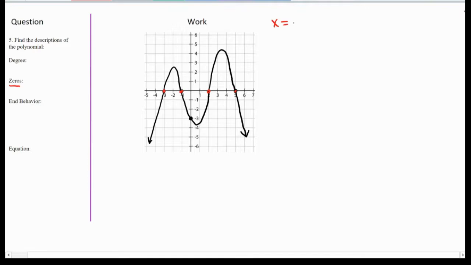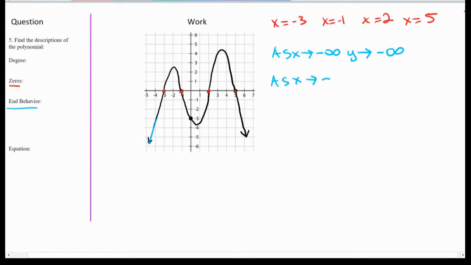So I see that it touches at -3, -1, +2, and +5. So 4 of them there. Next, when I look at the end behavior, a couple things about end behavior. When I look to the left here, as x goes towards -infinity, I see that my graph is pointing down, so I go towards -infinity. As x goes towards +infinity, meaning as we go to the right, y is also pointing down, so we go towards -infinity again.